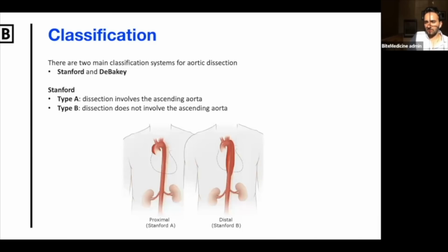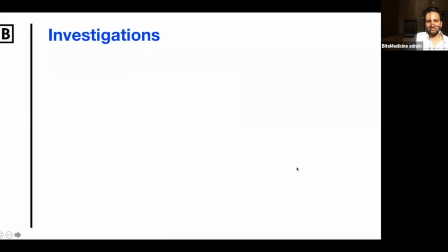Could you repeat the subclavian artery? Yes. So type A affects the part of the aorta that is proximal to the left subclavian artery, whereas type B affects the portion of the aorta that is distal to the left subclavian artery. All of that makes sense, guys? Still with me? Yep. Fab. All right. Moving on.